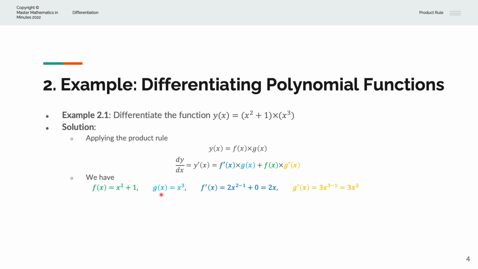We'll then differentiate these functions. Starting with f prime of x, we drop the power to the front, that becomes 2, and we reduce the power by 1, so that is x to the power of 2 minus 1. And differentiating a constant always gives us 0. That simplifies to 2x. We'll then differentiate g. With g prime of x, we drop the power to the front, that becomes 3, and for x to the power of 3, we reduce the power by 1. And so that simplifies to 3x squared.